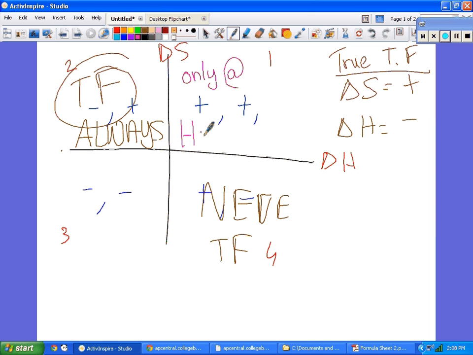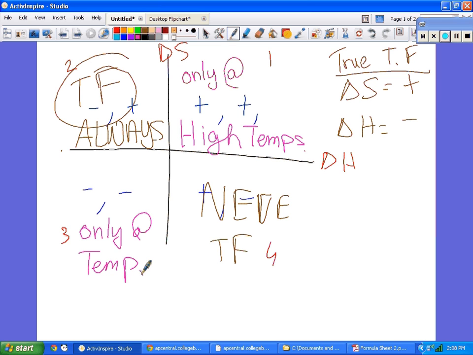The way you can remember that: two double positives make you a really high temperature. So what does that make the two negatives? Only at low temps. So look at the temperature that they give you on that question. Would that be really high or really low? That's crazy high. What is boiling in Celsius? 100.